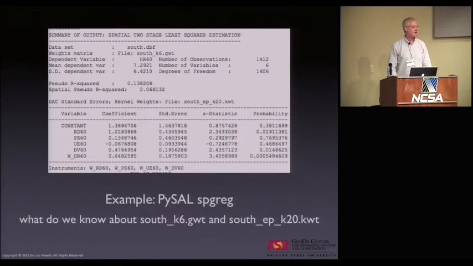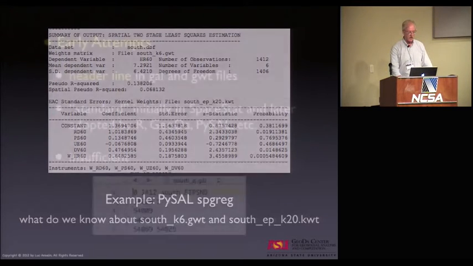So if the user had just called these south1, south2, there is no way you would know what this was. Now, because I did it, I know that the first one is a k nearest neighbors with 6 neighbors, and the second one is a kernel weight based on the Epanechnikov kernel, and I used an adaptive kernel with 20 nearest neighbors. But if I didn't do this, there is no way any computer system can figure this out unless you build in metadata.